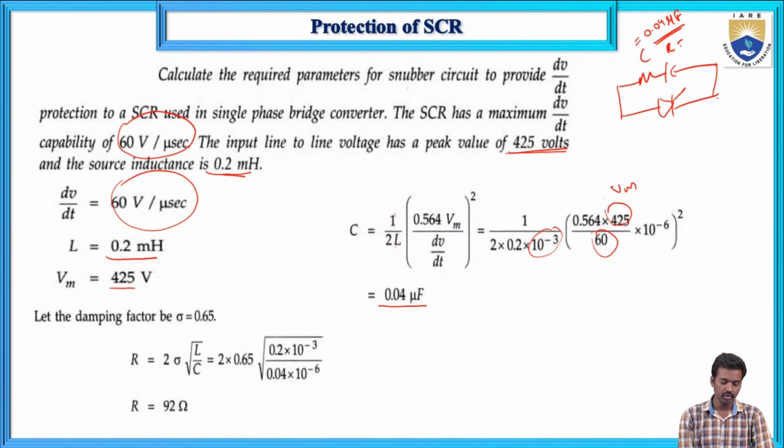And next is the R value. R equals 2 sigma times the square root of L by C. Here sigma equals 0.65, assumed as the damping factor, and this is the L value, and this is the C value. So now the final value is R equals 92 ohms. So the required parameters for the snubber circuit are a resistor and a capacitor. The resistor value is 92 ohms and the capacitor value is 0.04 microfarads.